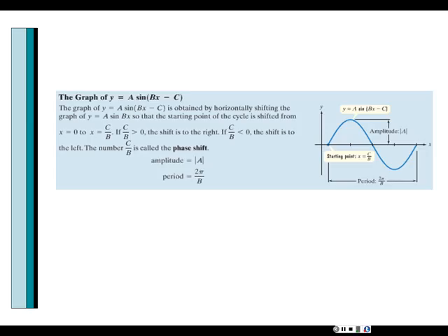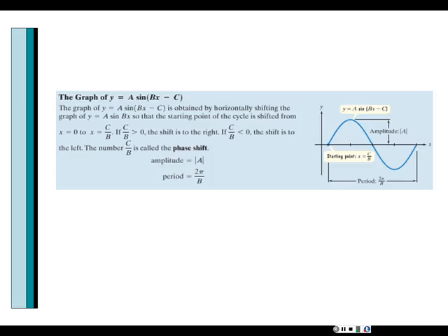Why? It may be a fraction, right? Let's say 2 over 3, which is less than 1. For example, if C is 2 and B is 3, what happens? C over B is going to be 2 over 3, which is less than 1, right? If it is less than 1, then you are moving to the left.